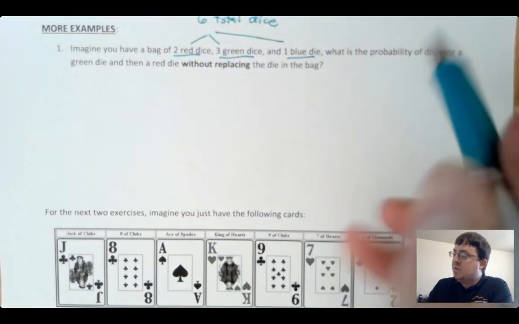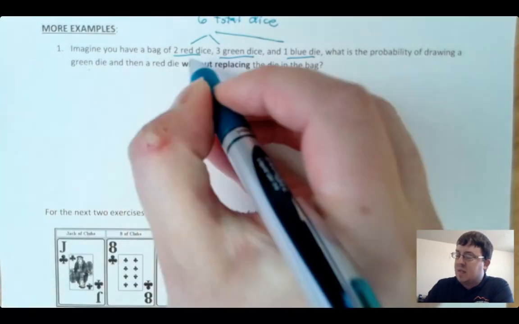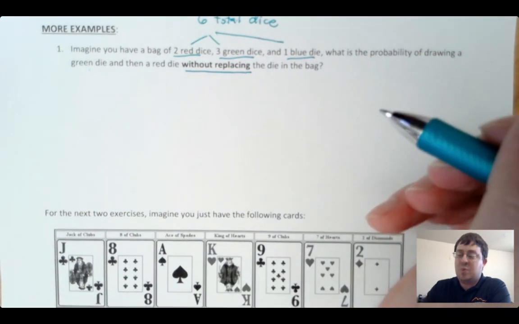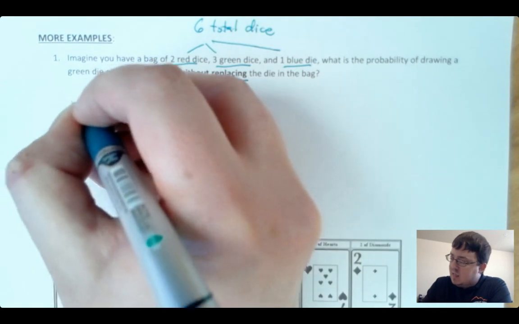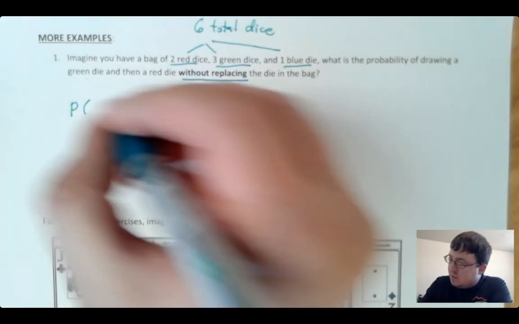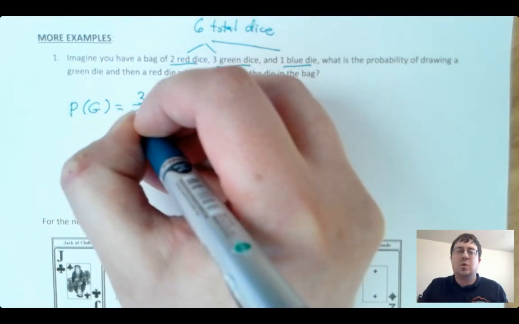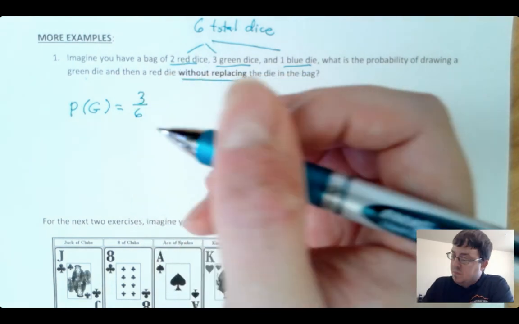What's the probability of drawing a green die and then a red die without replacing the die in the bag? So again, we're taking something out and we're not putting it back in. So the probability that I get a green die first: well, there are 3 green dice out of 6 total dice in the bag. So it's a 1/2 chance there.